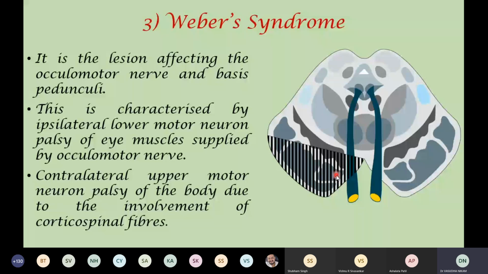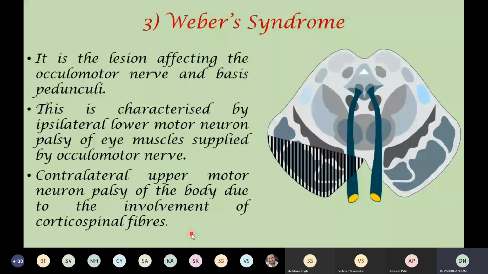As the oculomotor nerve is gone, it will be lower motor neuron palsy on the same side. So we use the word ipsilateral. So lower motor neuron palsy of the same side, as well as upper motor neuron palsy of the opposite side due to the involvement of the corticospinal fibers.